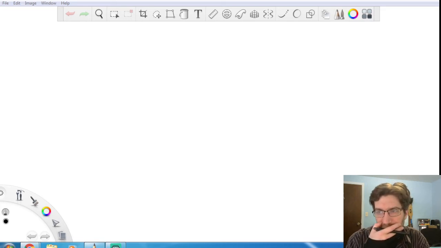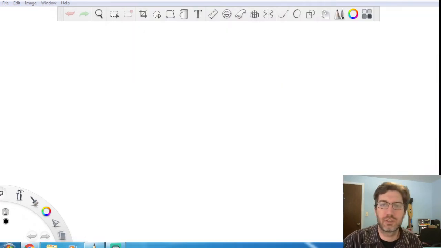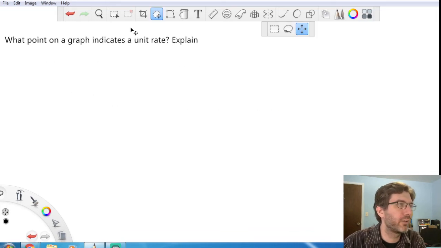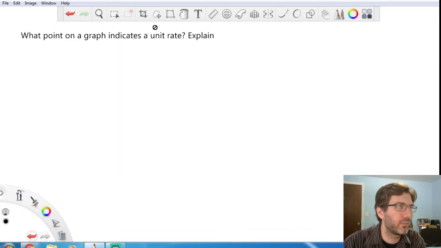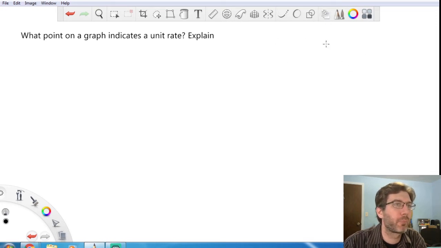Charlie is asking about the discussion question. And it's really not that difficult of a question. I can even find it here. So the question is, what point on the graph indicates the unit rate, and explain. So let's look at this. And you have your graph.